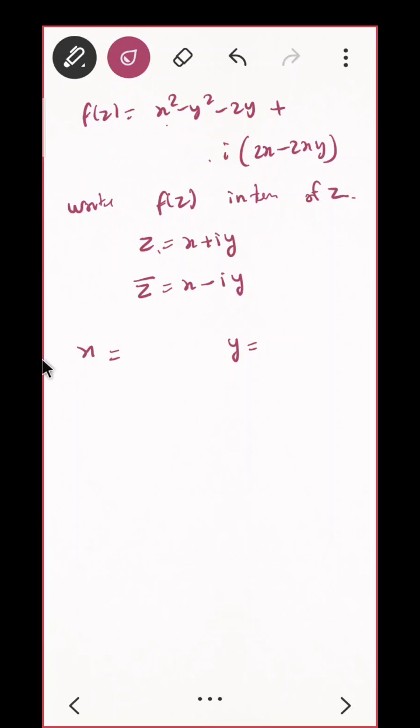Can you tell me the value of x in terms of z? I have given you a hint. Perfect. z plus z bar by 2. If you add both of them, then iy gets cancelled. You'll be having 2x, so you want the value of x, then this is very nice. What about y? For y, you need to cancel this. z minus z bar divided by.